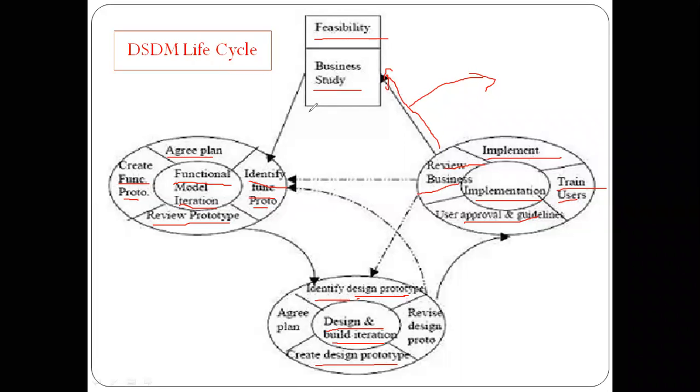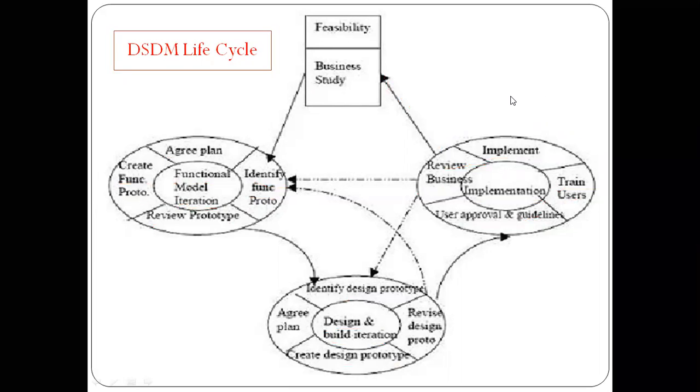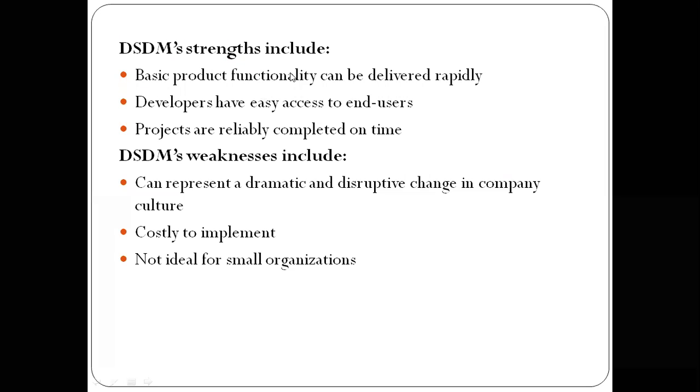And coming to the next slide, we'll see some strengths and weaknesses of DSDM. Now we are going to see the strengths and weaknesses of DSDM. If we see the first strength, basic product functionality can be delivered rapidly, which means the work of each and every function, they'll do fast. Rapid working nature means they'll develop the project fast.